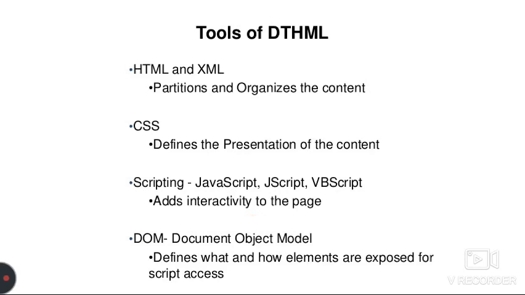Here are the tools of DHTML. HTML and XML partition and organize the content. CSS defines the presentation of content, such as text styles and table sizes. Scripting languages like JavaScript or VBScript add interactivity to the web page. DOM, the Document Object Model, defines what and how the elements are exposed for script access. It defines a logical structure of documents and the way documents are accessed and manipulated using scripting languages.